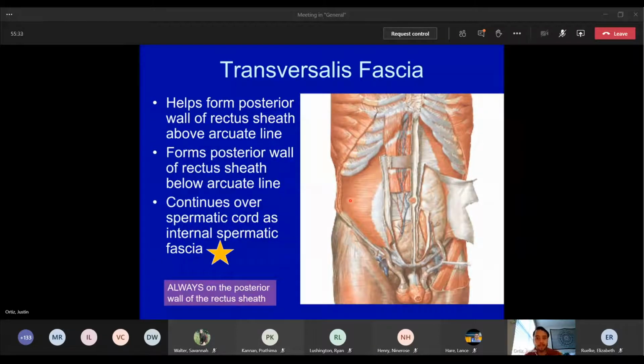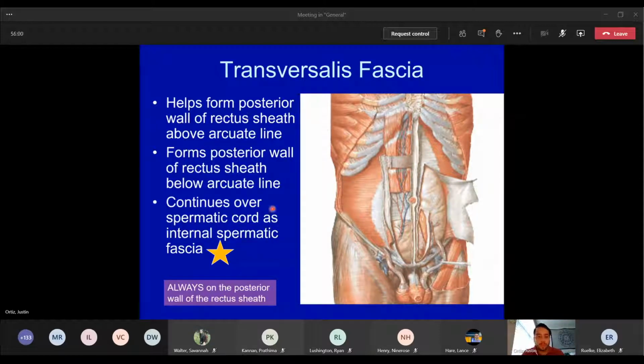Okay, last one basically. This is going to be the transversalis fascia. Important to know is that the transversalis fascia is always going to be on the posterior side of the rectus sheath, no matter what, regardless of whether you're above the arcuate line or below the arcuate line, which we'll clear up on the upcoming slides. The transversalis fascia is always on the posterior side of the rectus sheath. It's going to continue over the spermatic cord as the internal spermatic fascia.